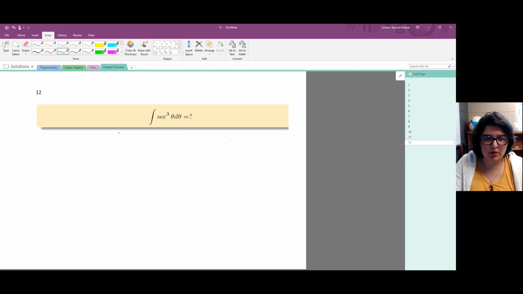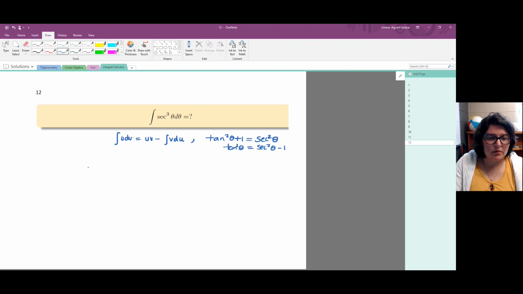The integration by parts formula we use is the one for indefinite integrals. We have the integral of u dv equals uv minus the integral of v du. As for the trigonometric identity we're going to use, we have the following one. We have that tangent squared of theta plus 1 equals secant squared of theta, or same thing, tangent squared of theta equals secant squared of theta minus 1.